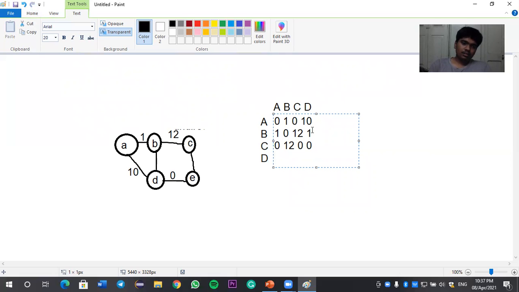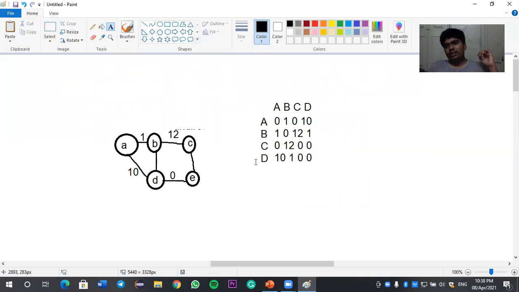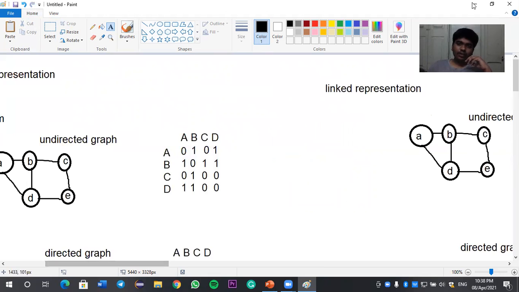So for D, D to A is 10, D to B is 1, D to C is 0, D to D is 0. So in this way, we can represent it. So this is a weighted graph. If we have a proper grip on the mathematics, graphs are a very easy thing which we can solve. So thank you for watching. So this is a basic concept of graphs. Thank you.